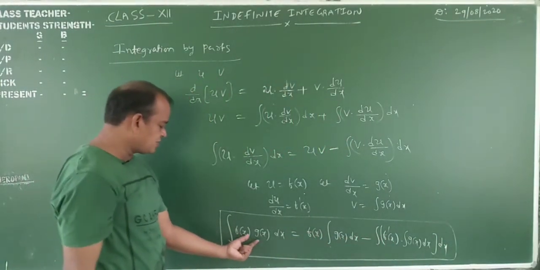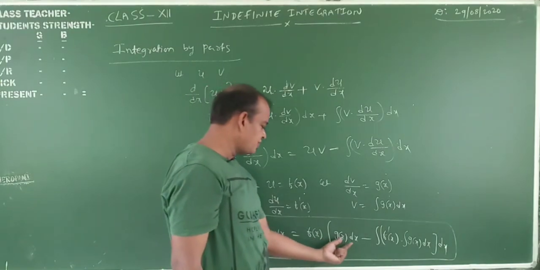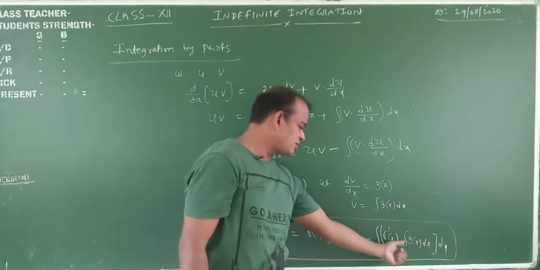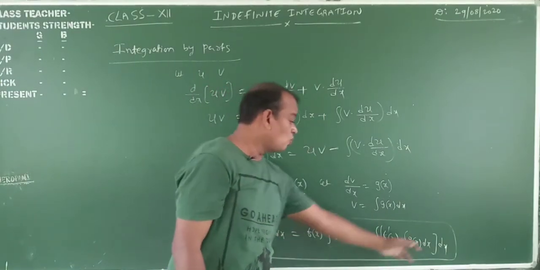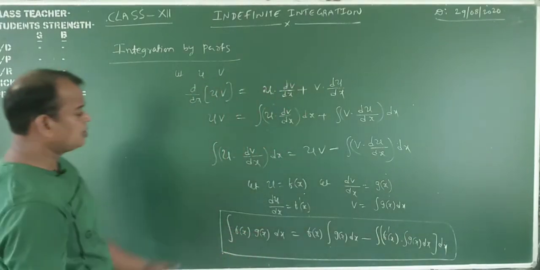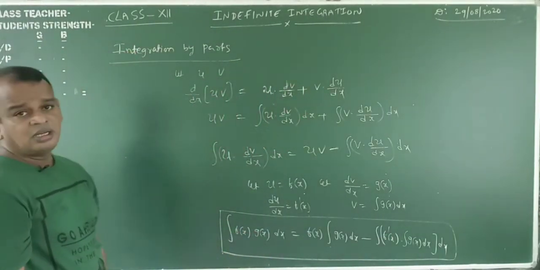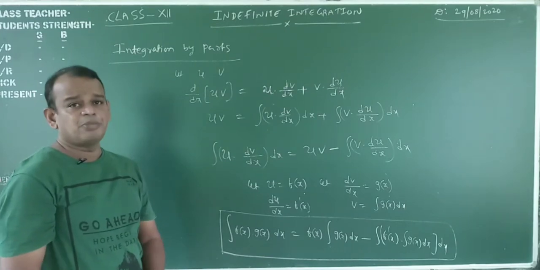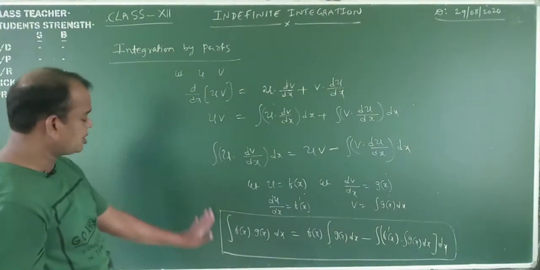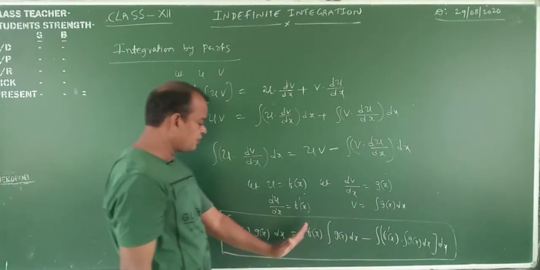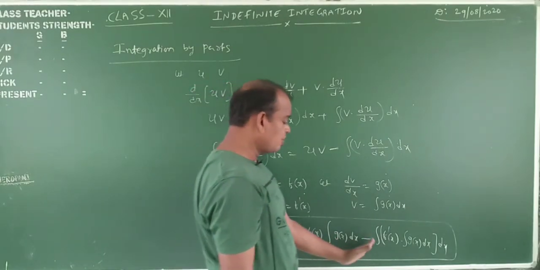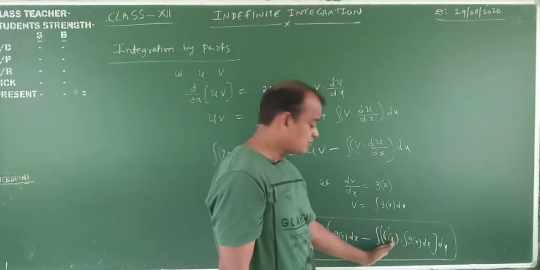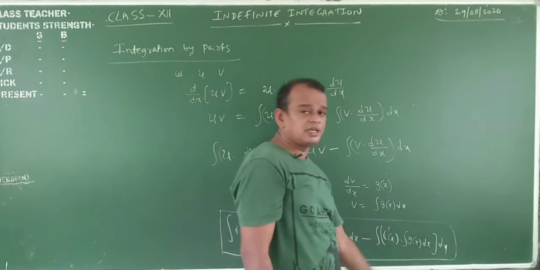Suppose the integral of f of x g of x dx is equal to f of x into integral of g of x dx, minus integral of f dash of x into integral of g of x dx, whole dx. Okay, this is the formula for integration by parts. What is the formula for integration by parts? The integral of a product of two functions is equal to first function into integral of second function, minus integral of derivative of first function into integral of second function dx.